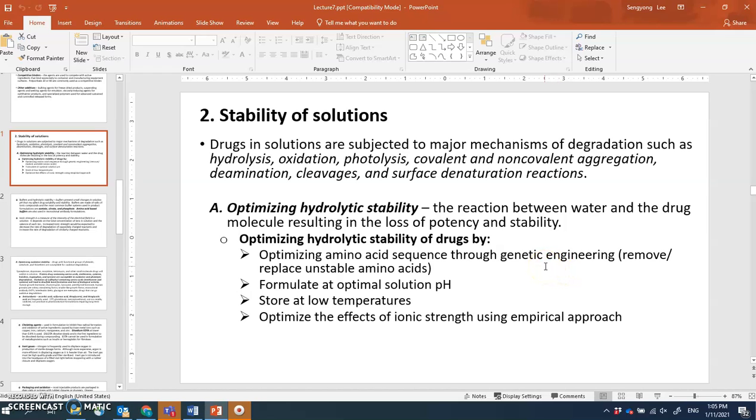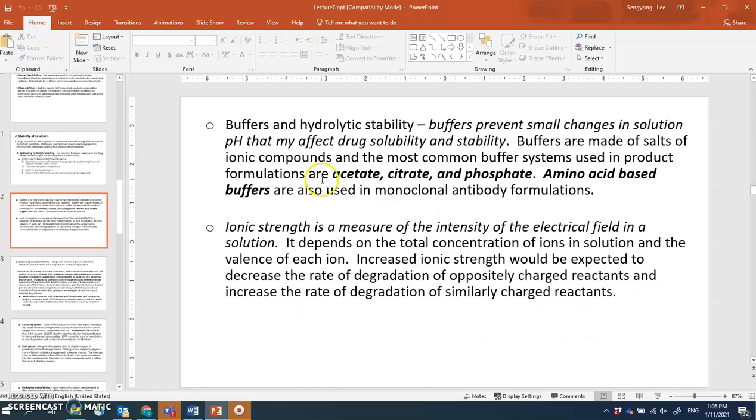And then you can formulate at optimal solution pH, of course. We already talked about why you have to do that. You may also want to store your drug at low temperature, of course, so the reactions will slow down at the low temperature. And optimize the effect of ionic strength using an empirical approach. What is an empirical approach? A scientific approach, by testing and experimenting through various experiments, you find the best approach. That's what an empirical approach is. And then, of course, buffers and hydrolytic stability. A buffer is needed to prevent hydrolysis. Of course, maintaining the same pH is important. We already talked about that.